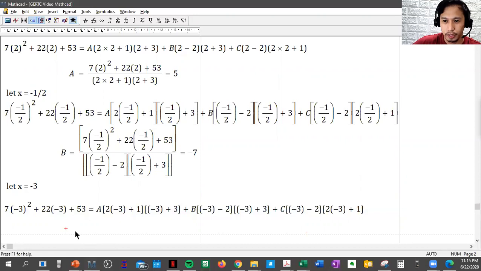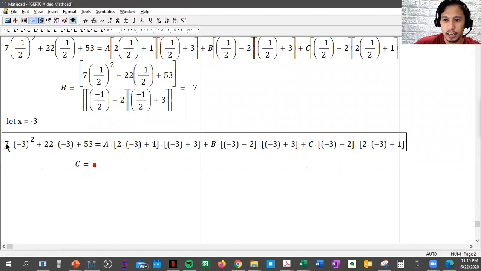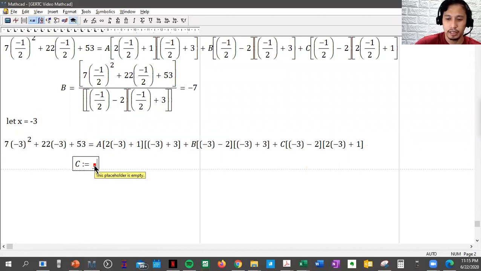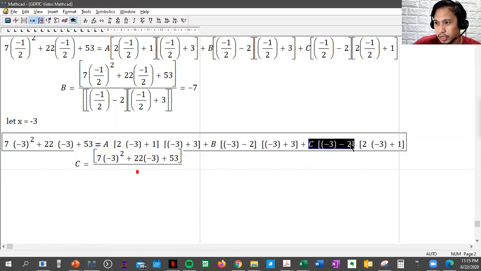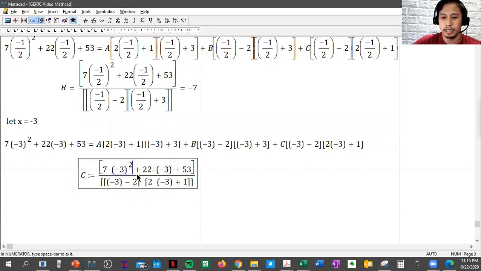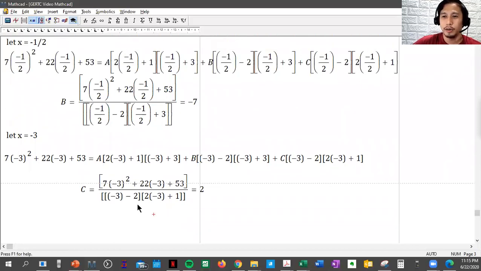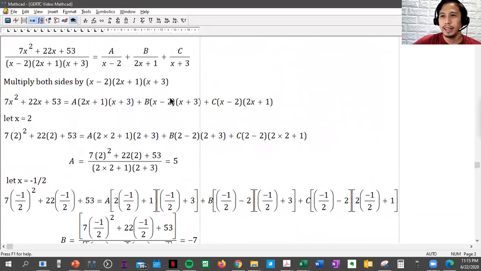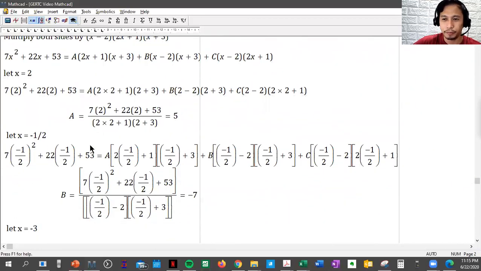So C is equal to this, left side, over this. Okay. And so, solving for C, that gives me 2. Okay ba? So, ibig sabihin yan, the partial fraction decomposition of this.